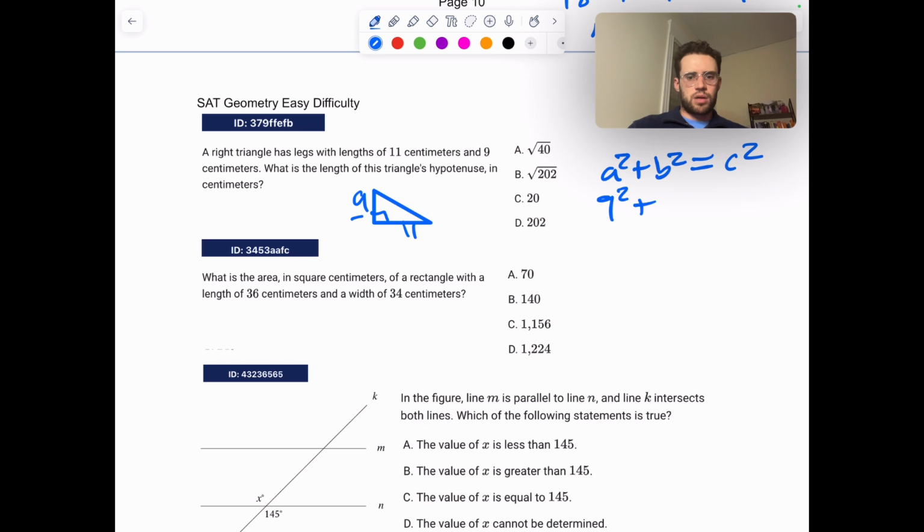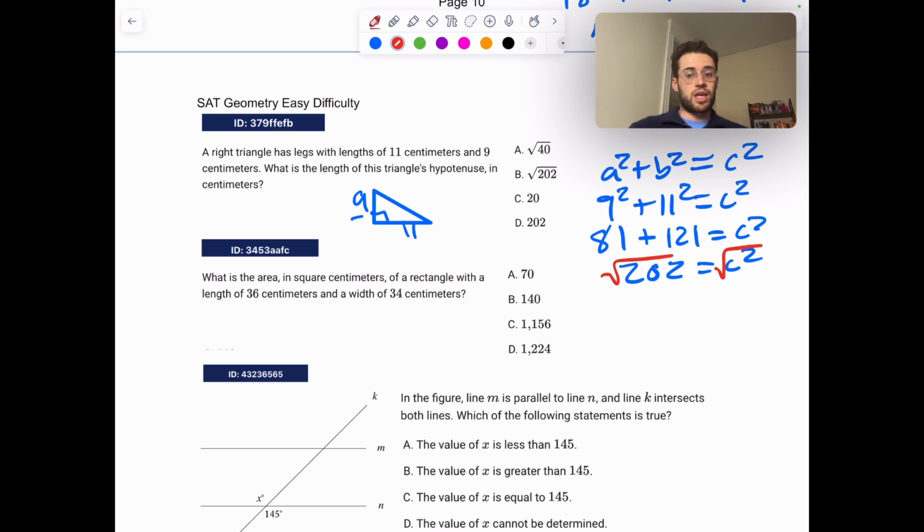So 9 squared plus 11 squared equals the hypotenuse squared. 9 squared is 81, plus 11 squared is 121. 81 plus 121 gives us 202. That's equal to the hypotenuse squared. To get rid of the squared, we can do the square root, because again, it's a geometry problem. You can't have a negative length for the hypotenuse. So this cancels out, just gives us c. C is equal to the square root of 202, which is option B.